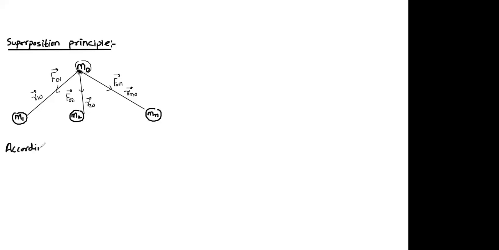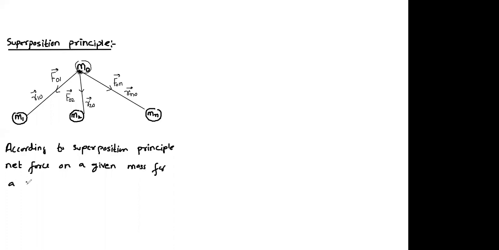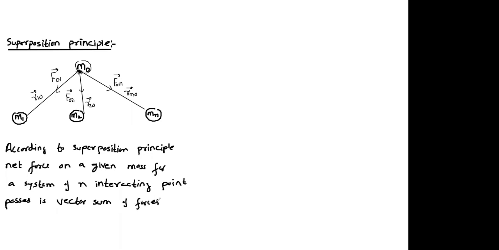So according to the superposition principle, net force on a given mass for a system of n interacting point masses is the vector sum of forces due to individual masses.